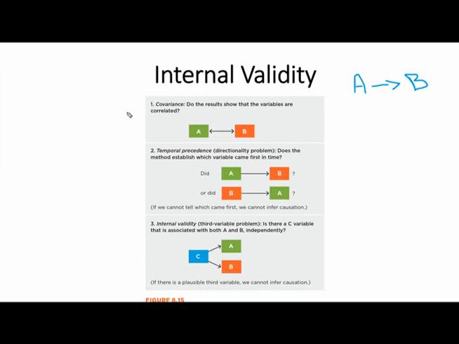Looking at our R's and getting our correlations does show us that there's covariance, so we can say yes to covariance, but we can't really do the temporal precedence.